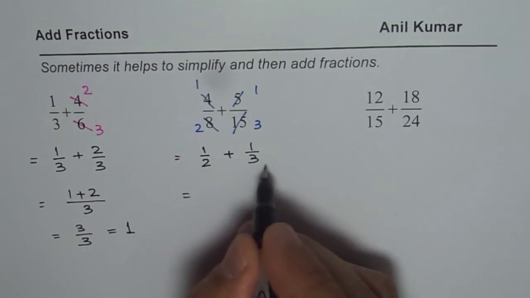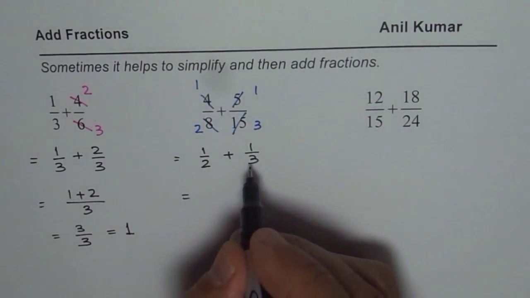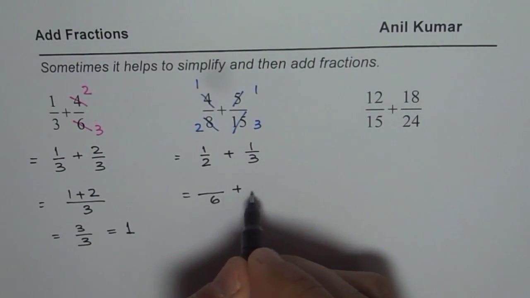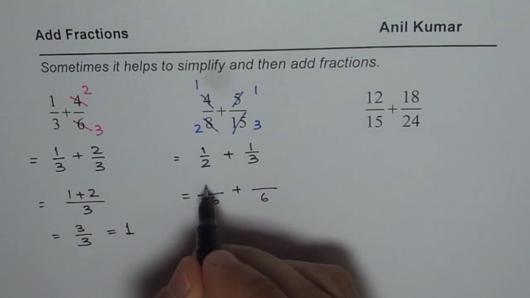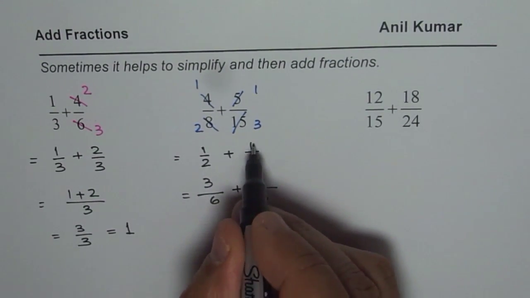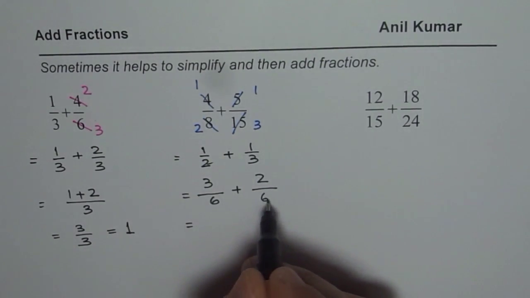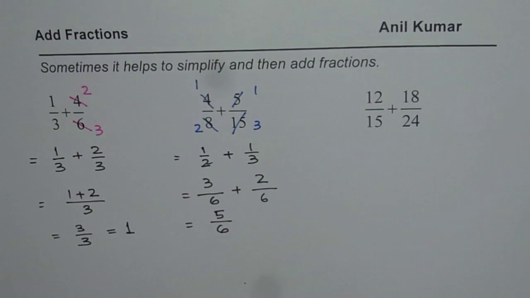Now how do you get the common denominator? Both are prime numbers. So multiply them, it is 6. So the common denominator could be 6 for us, correct? How can I make 2 as 6? Multiplying by 3. So we get 3 here, and this one cross multiply by 2. Now we have a common denominator of 6. Add the numerators. 5 over 6 is our answer. Correct? Let's do the last one here.